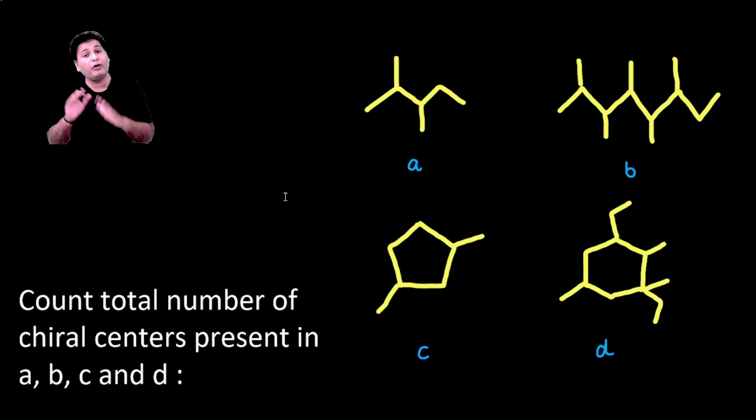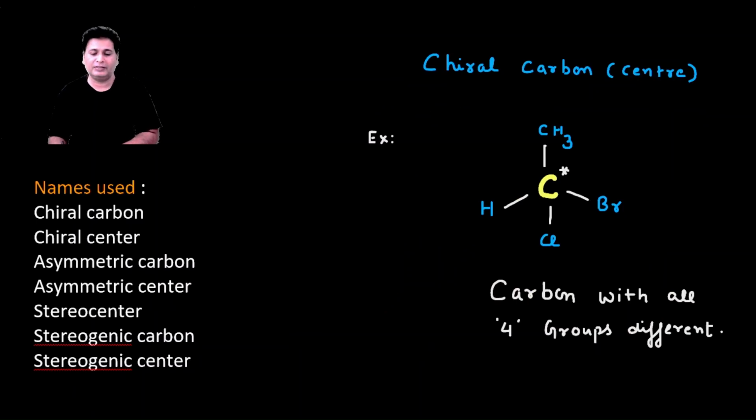So first of all, to answer this question, we will understand the basic fundamental theory. What is the meaning of chiral carbon? How do we recognize whether a carbon is chiral or not? What are the synonyms we use for the chiral carbon? What are the other names we use for the chiral carbon? And so on. So let us first see the fundamentals.